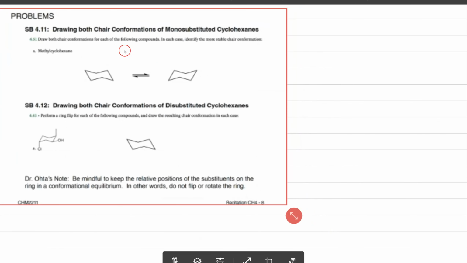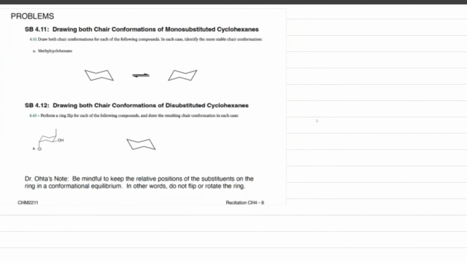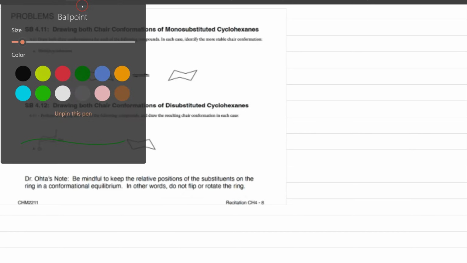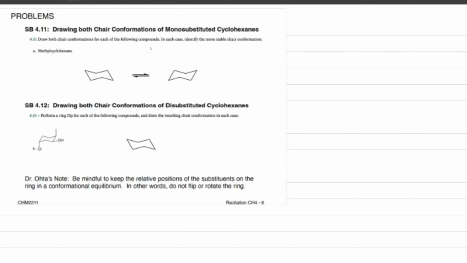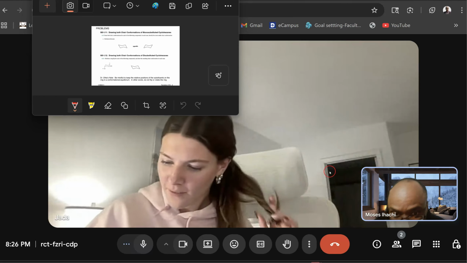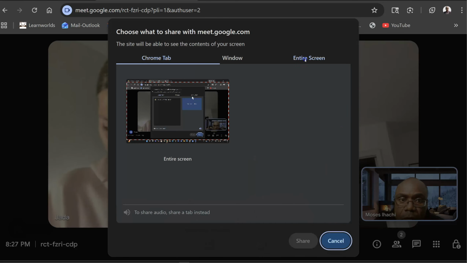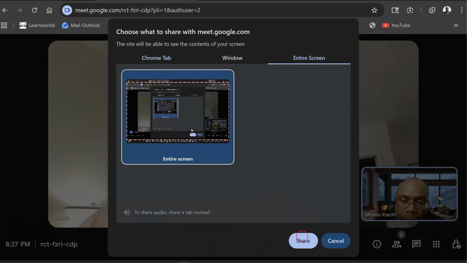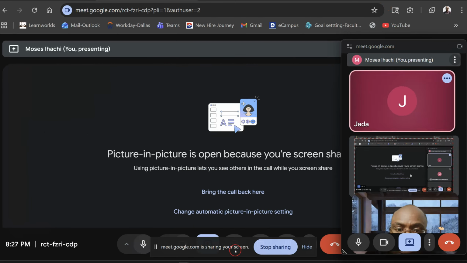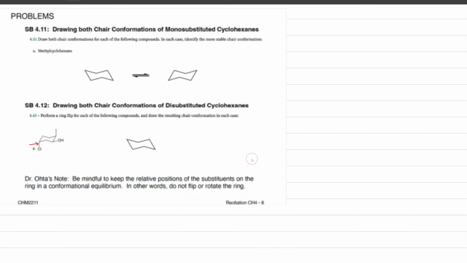Wait, so what's the rule with axial? Axial's up, equatorial's down? No. You can have axial up, equatorial up. Oh yeah. Axial just means straight up, straight down. So I'll show you. Just a moment. So is it wedge up? I don't think you're sharing. Oh, you're not. Okay, I should be sharing now.